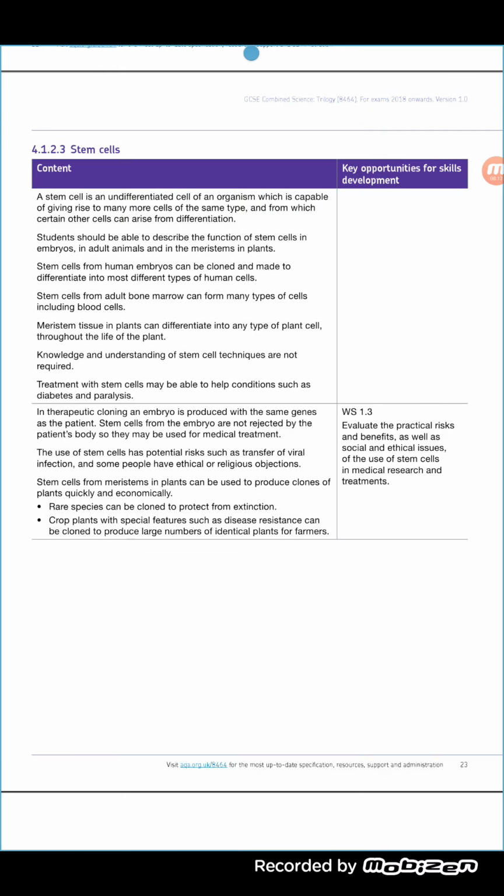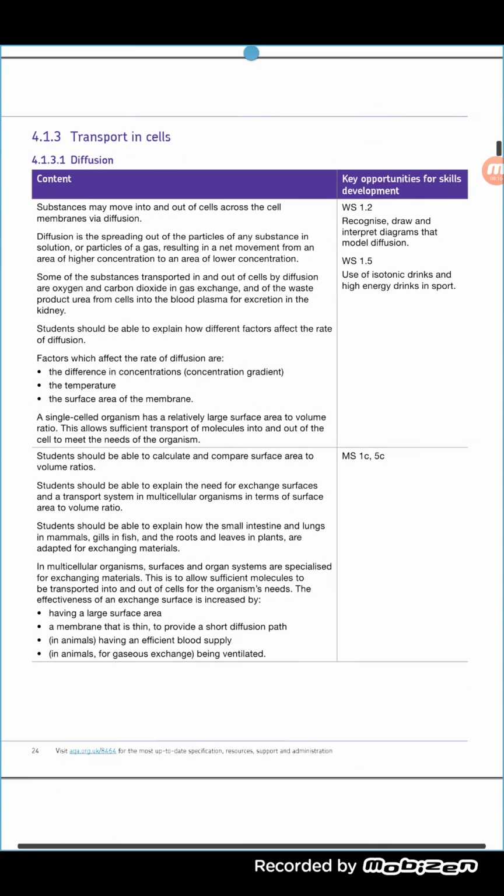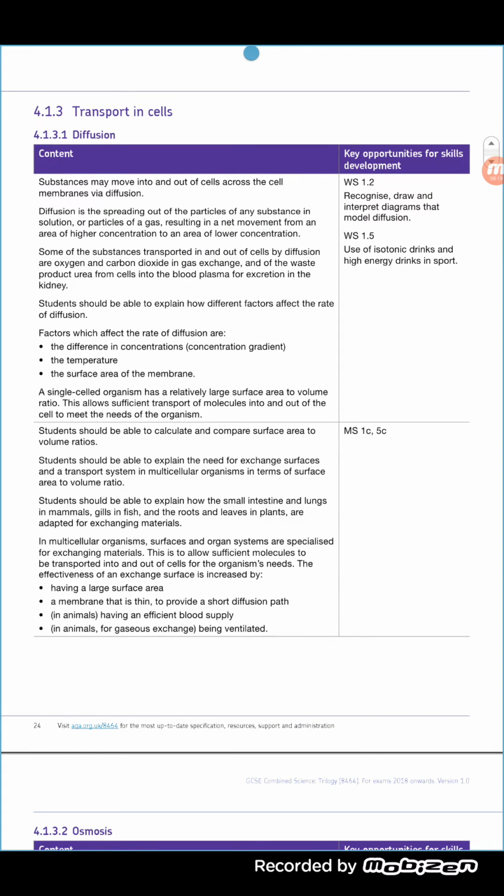And so we move on from stem cells and we move on to transport in cells. And this is the diffusion, osmosis, and active transport. And you need to know these really well and know when they're relevant. So we have a definition of diffusion here. It's the movement of particles from an area of high concentration to low concentration.